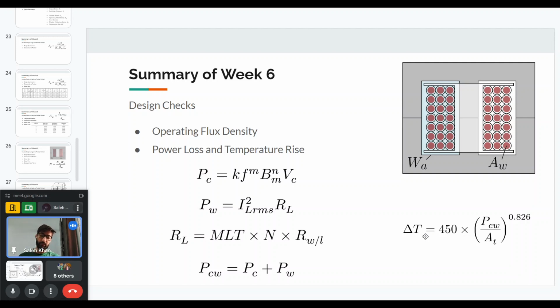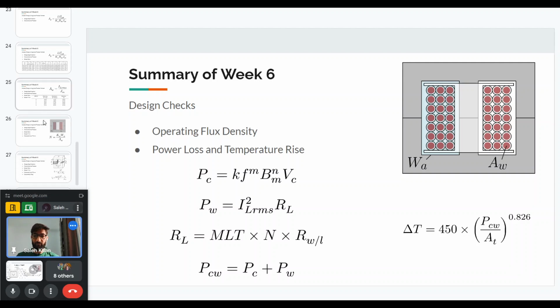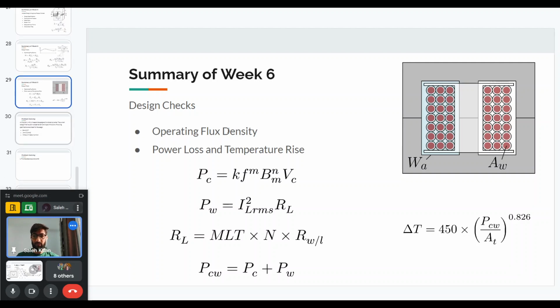And if the design checks are passed, then that core is sufficient. If they are not passed, then you have to choose a different core, maybe a larger core or something like that, or maybe even the material may not be enough. So this is the design. These are the design steps for designing an inductor.